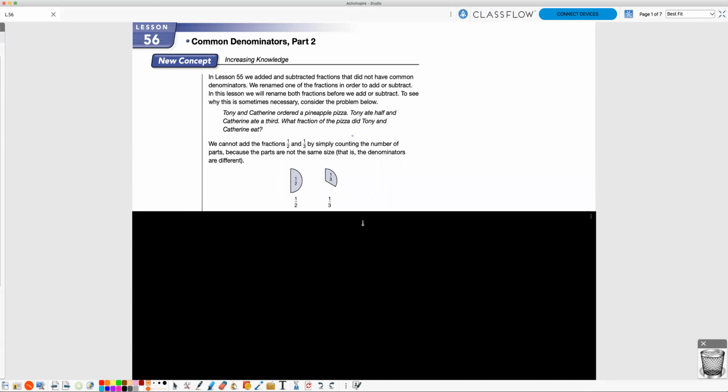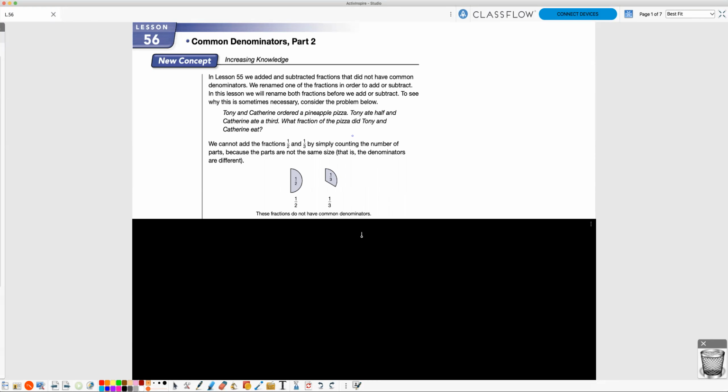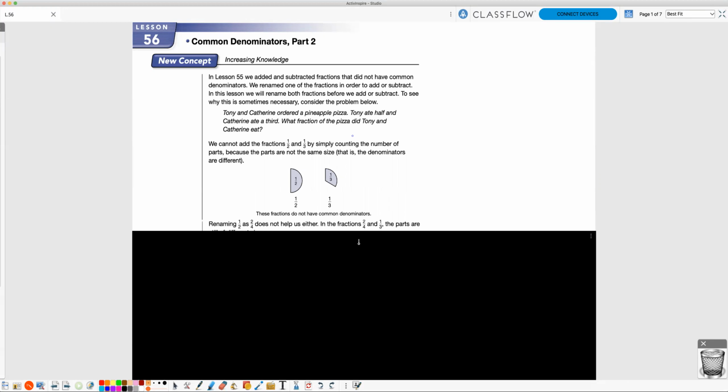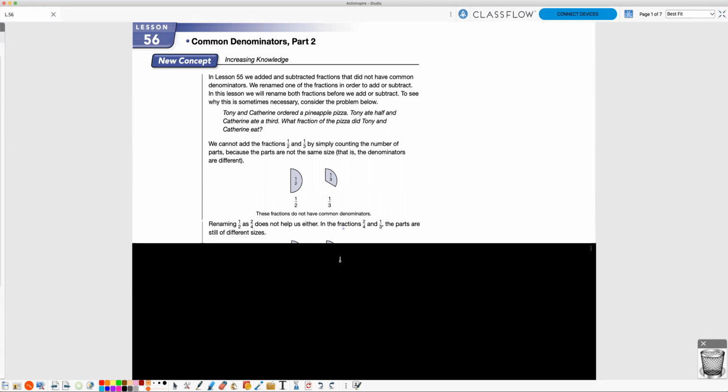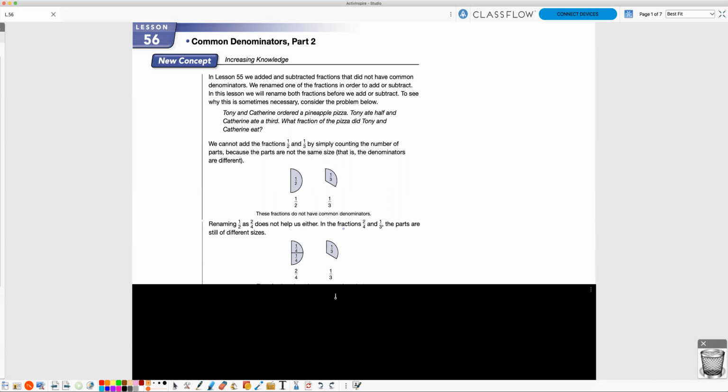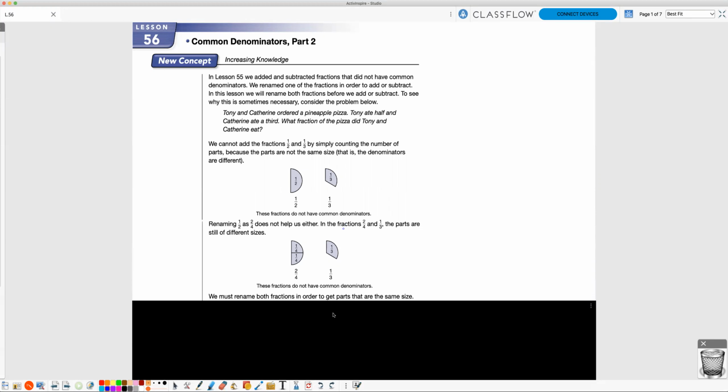So when you look at 1/2 and 1/3, you simply can't add them together to find the equivalent fraction form. These fractions do not have common denominators. Renaming 1/2 as 2/4 in this case wouldn't help us either. In the fractions 2/4 and 1/3, the parts are still of different sizes. So if you had 2/4 and 1/3, it still doesn't work. Those don't have common denominators.